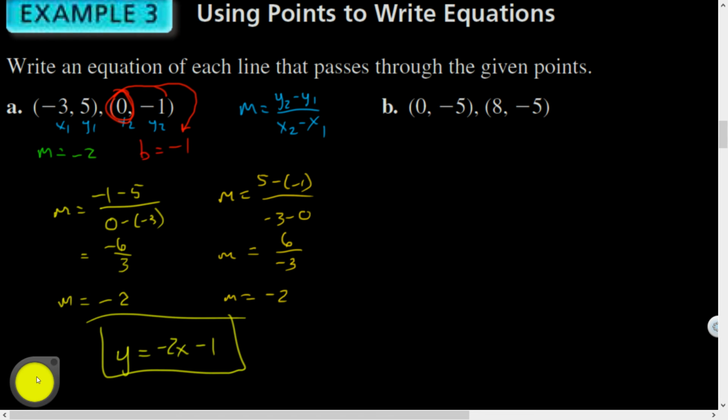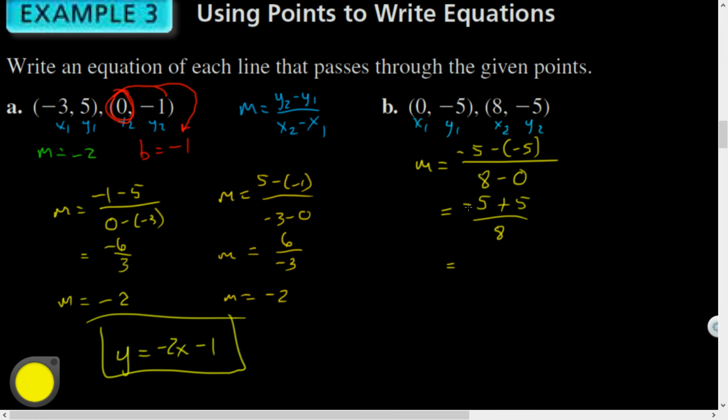All right, let's do this last one super quick. I'm going to just fly through this one. You ready? I'm going to call this x1, y1, x2, y2. Let's find the slope. m is going to equal y2 minus y1 over x2 minus x1. Oh, wow. Let's simplify that. There's a lot of minus signs there. -5 minus a -5 is the same as +5. 8 minus 0 is 8.